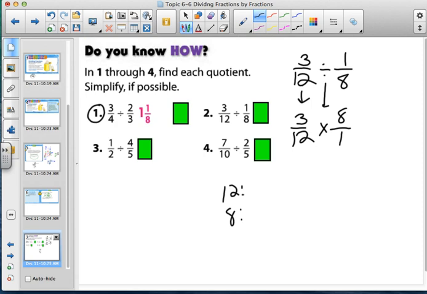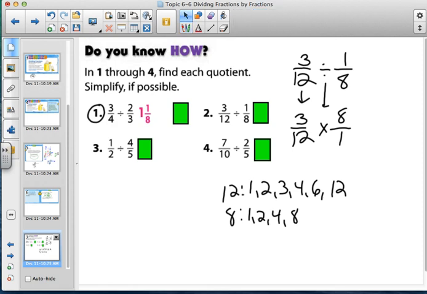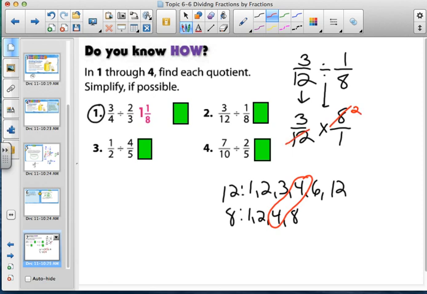Take a look at this. The factors of 12 are 1, 2, 3, 4, 6, and 12. The factors of 8 are 1, 2, 4, and 8. What's the GCF? Victoria? GCF is 4. So, if I divide 8 by 4, I get 2. If I divide 12 by 4, I get 3. 3 times 2 equals 6. 3 times 1 is 3.